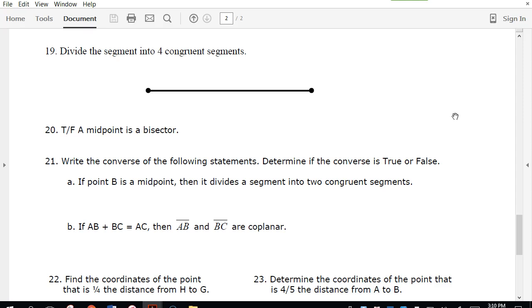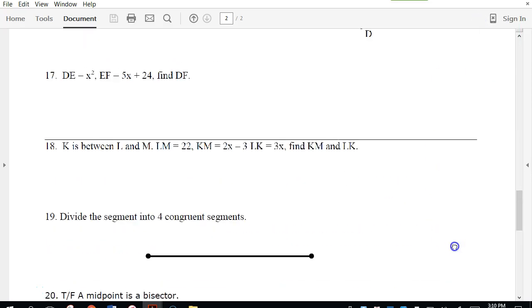Oh, you don't need to know all the types of bisectors. So it's true. It is true. Yes. 18.